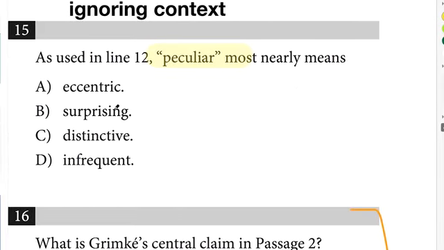Different or peculiar, so it means kind of different. Okay, so I think peculiar means kind of weird or eccentric, so that sounds like it's eccentric. Surprising, probably not. Infrequent, that doesn't make any sense. Distinctive, I think that means different too, but I like eccentric because I think of peculiar as eccentric. Okay, I'm done. That is not how to do this problem.